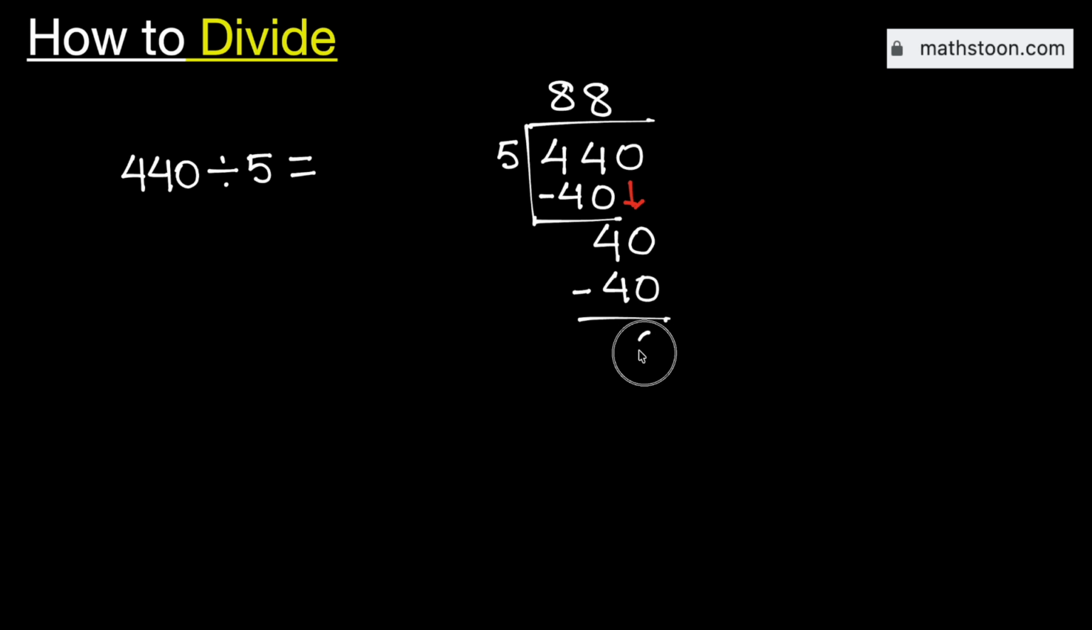Subtract, we get 0. As we have no number to bring down here and got the number 0, so we will stop. Therefore, 440 divided by 5 is equal to 88. And this is our final answer.